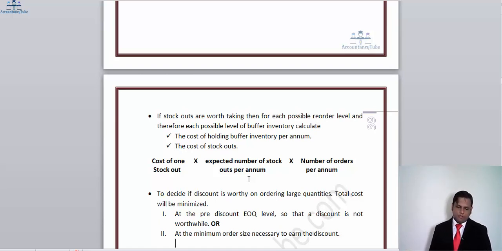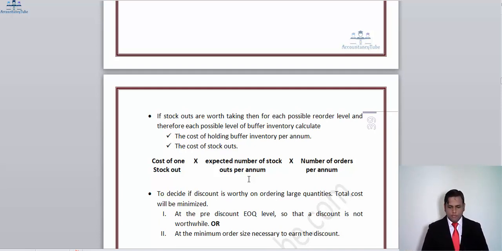The formula for this is cost of one stock out, expected number of stock outs per annum, and number of orders per annum. It's as simple as that. You only need three figures. All will be given in an example, and you multiply them to get the figure upon which you can make the decision whether the stock out should be accepted or not.